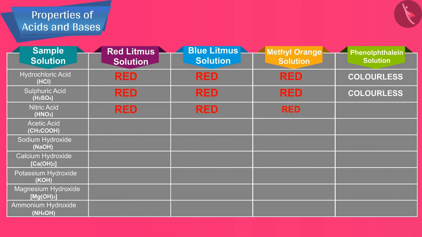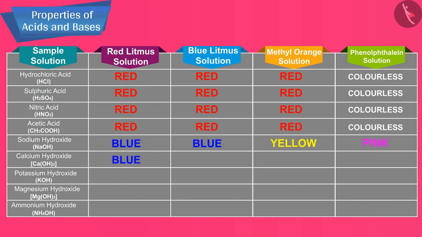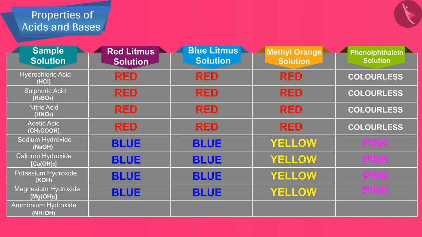What change in color did you observe with red litmus, blue litmus, phenolphthalein, and methyl orange solutions for each of the solutions taken? Tabulate your observations in a table. These indicators tell us whether a substance is acidic or basic by change in color as shown in the table.